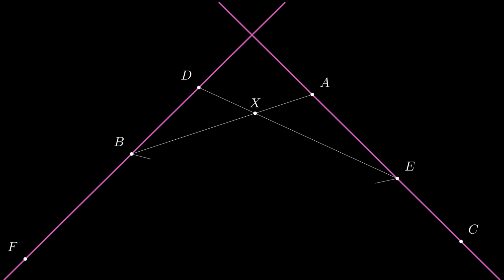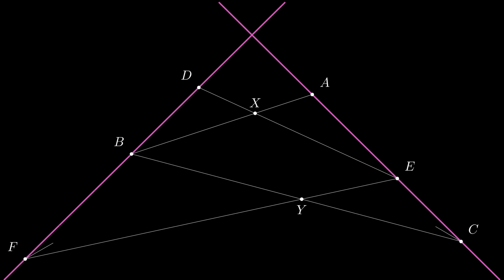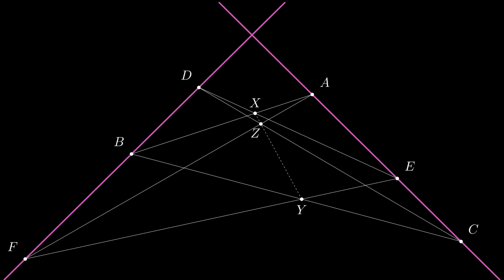Similarly, we take points A, B, C, D, E, and F on two lines. Construct X, construct Y, and construct Z. Points X, Y, Z are on the same line again.